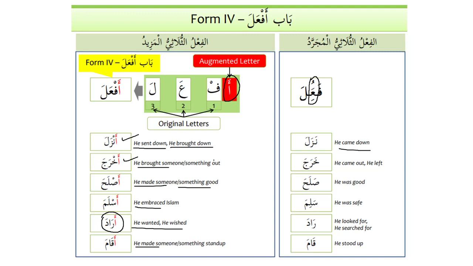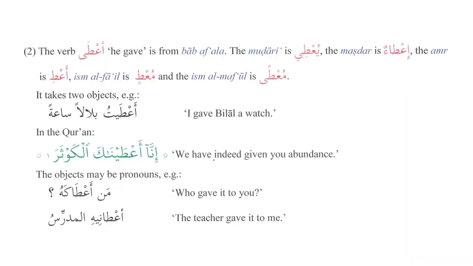So form number 4 is clear. As we have discussed in the beginning, this is basically causative, it is transitive, and now we have seen many examples, and we have seen how to make fi'l al-amr, ismul fa'il and ismul maf'ul. Now we move on to the second part of the lesson. So first part is about form number 4.